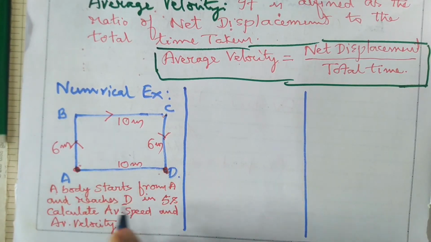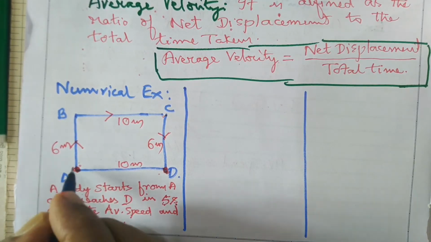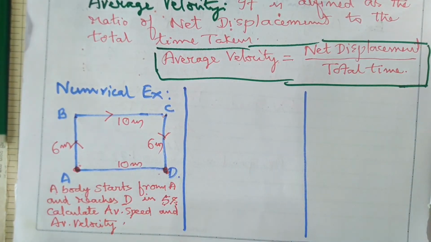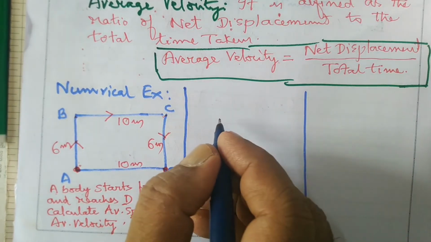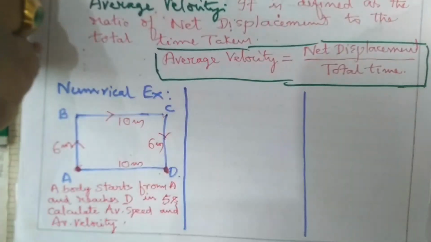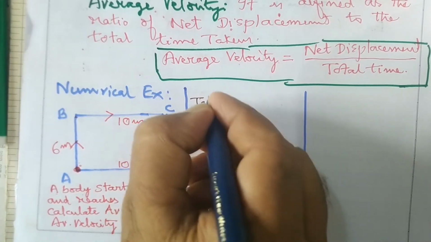It is going through B and C. In how much time? In 5 seconds. It means the object covers A to B, B to C, and C to D in 5 seconds. Calculate the average speed and also the average velocity. We have just seen that to calculate average speed we require total distance, whereas to calculate average velocity we require net displacement. First I'll go to the average speed calculation. For that, we have to calculate the total distance.